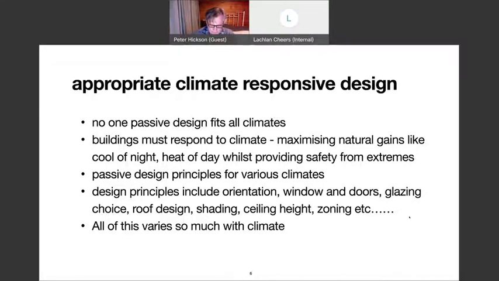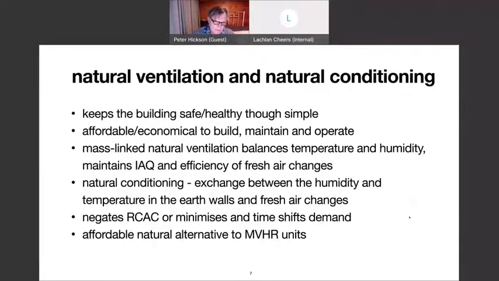Appropriate climate responsive design encompasses passive solar design used in temperate climates, as well as passive design principles used in tropical, Mediterranean, inland, desert, highland, and even alpine climates. Natural ventilation keeps buildings healthy and safe. They're still simple and affordable to build, maintain, and economical to operate.